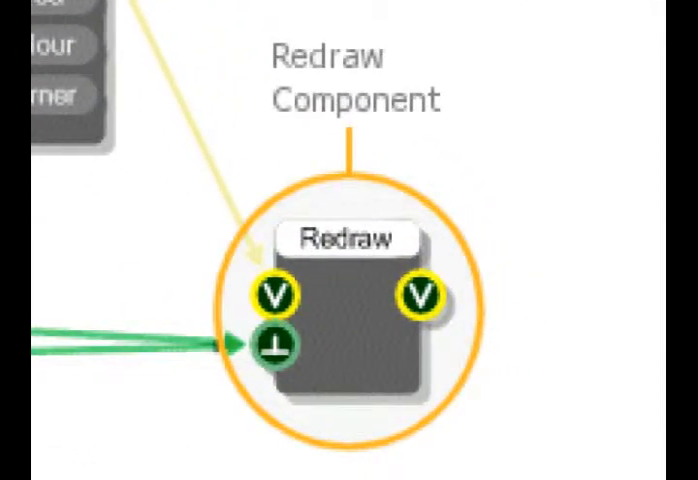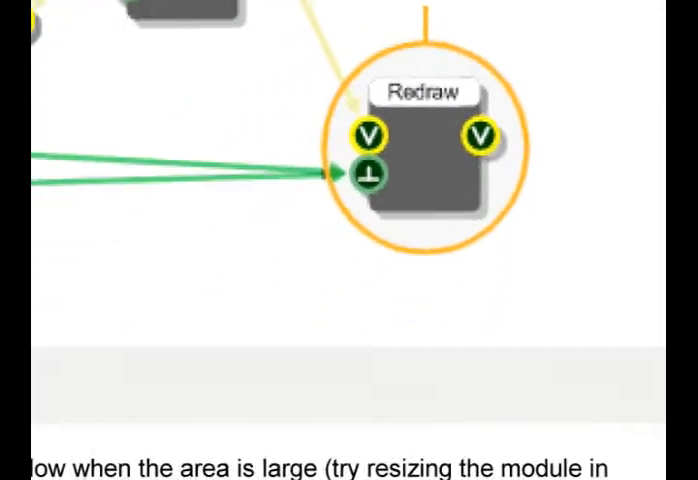If you look inside the rectangle module, you'll see the redraw component. When the component receives a trigger, it sends a message back up through the view links to the first GUI it finds. When the GUI receives the message, it redraws everything on its front panel.